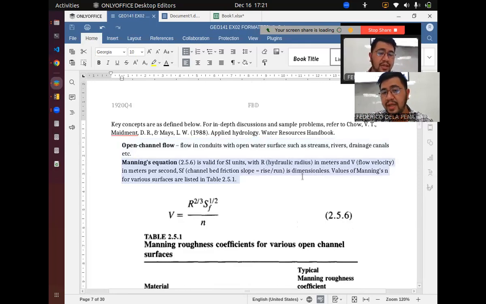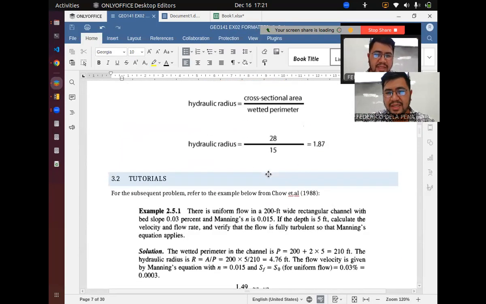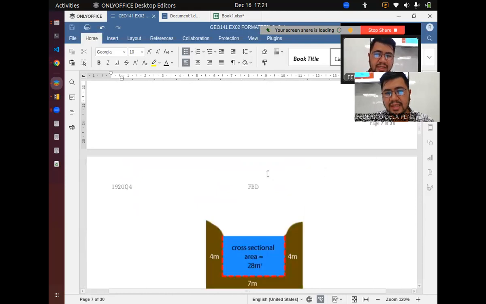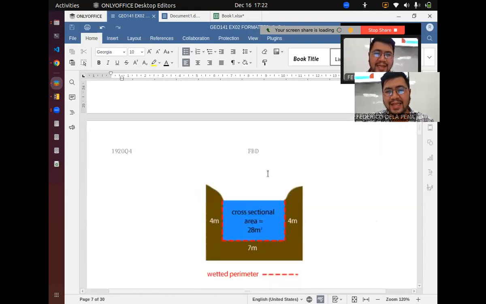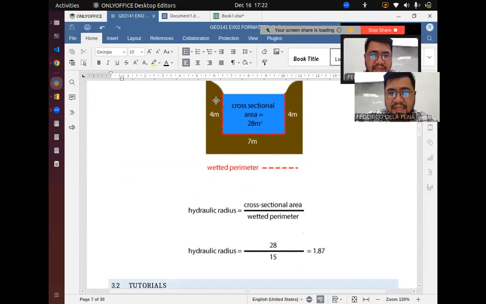You just need the geometry. You need the slope and the value of the Manning's coefficient. Okay. So this is a very simple equation. I'm not going to discuss how this is calculated, but I'm just going to show you some important definitions here. Basically, the channel geometry here that I'm talking about, the parameter that we need is what we call the hydraulic radius.